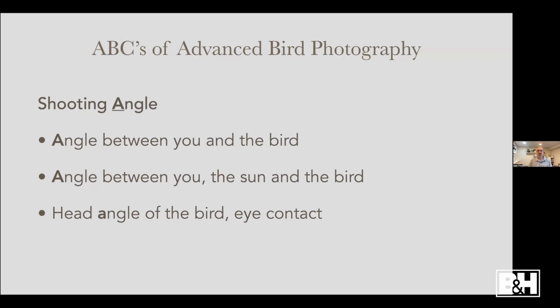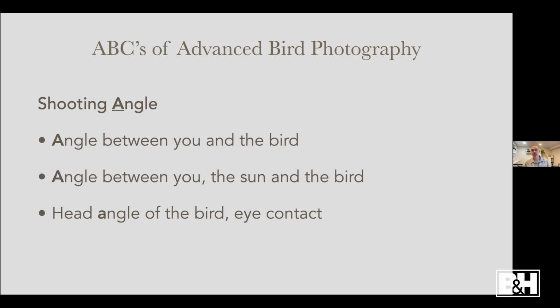For angle, I want to discuss 3 things. The first one being the angle between you and the bird. I always want to be at whatever level the bird is at. If the bird is on the water, I want my camera on the water. If the bird is in a bush, I want my camera at the level of that bird. Wherever that bird is, I want to very simply be lined up with that bird, where you can draw a straight line between that bird's eye and the camera.